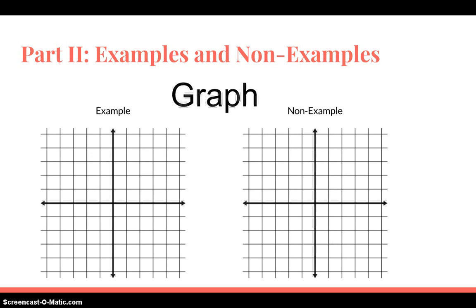Next is the graph, and we're looking for the same thing. They're going to give you a graph of a line. If the line goes to the origin, it's a direct variation. If the line doesn't go to the origin, it's not a direct variation. So you can see the blue line on the left goes to the origin, that's a direct variation. The red line on the right doesn't go through the origin, that's not a direct variation. Call that an indirect variation.